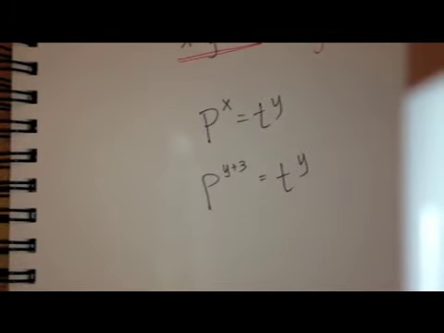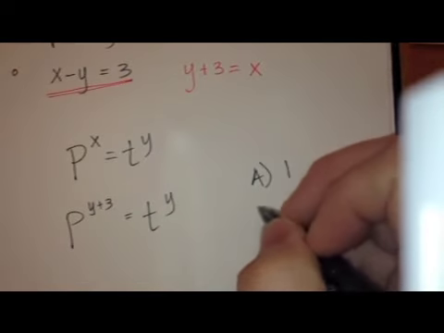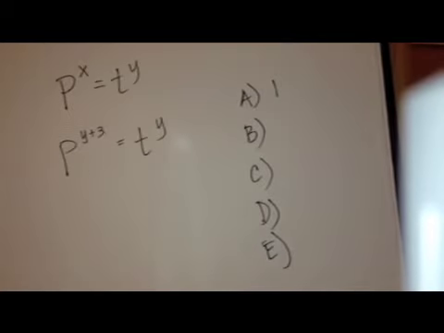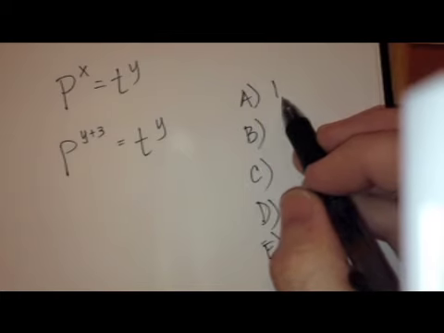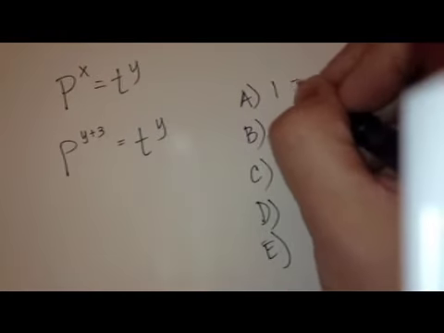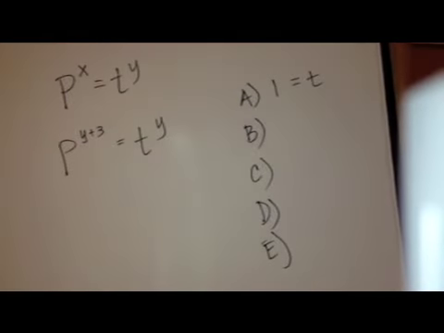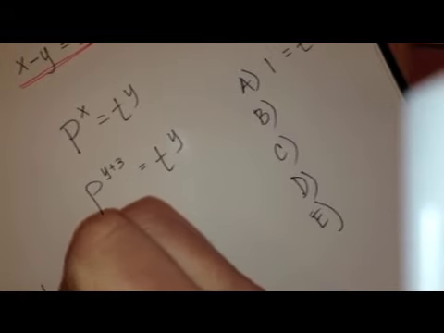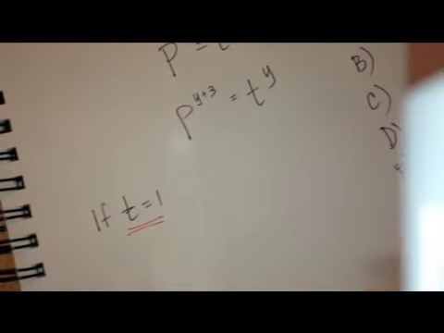So from here, let's talk about what I would do. I might first go to the answer choices and say, from choice A, B, C, D, or E, which ones can I do? The first choice, choice A, says, what if 1 is the value for t? So let's try it. If t equals 1, can I get an equation that works? Let's see.